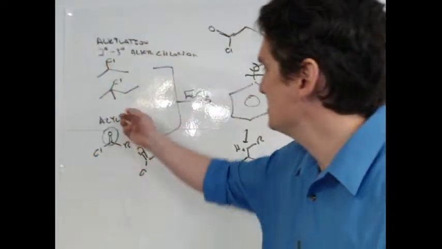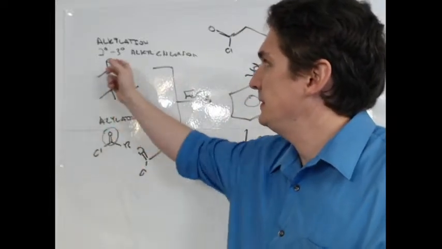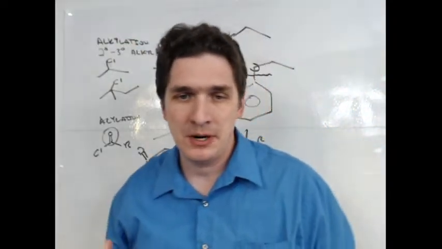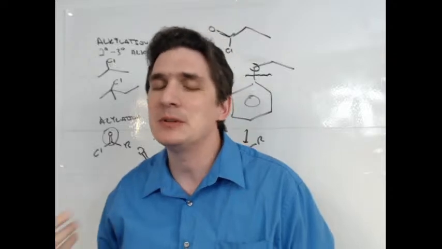Now, the only way to make these problems harder is to put directing groups on there. So your alkyl group is definitely an ortho-para director, and if you've got something that's meta to it, probably that's going to have to go on first.